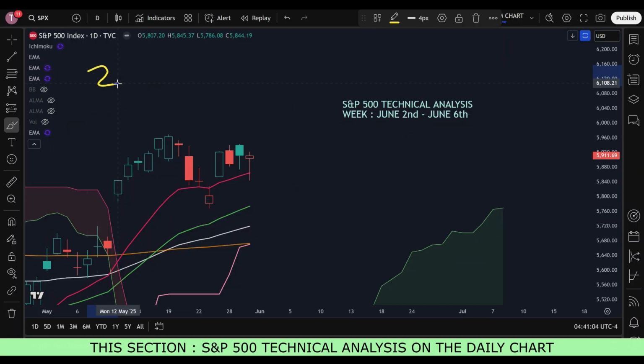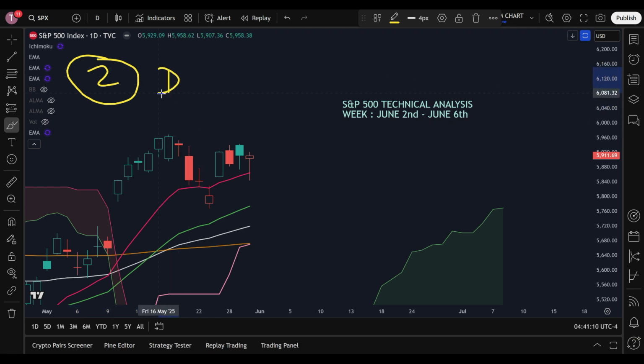Now guys, I am going to discuss the second point of the agenda of this S&P 500 weekly technical analysis, and this is the daily chart. So here I will do the technical analysis of the S&P 500 on the daily chart. Daily chart means one candle represents one day, not 1 week or 1 hour. One candle means one day. Now let's first analyze the candle.